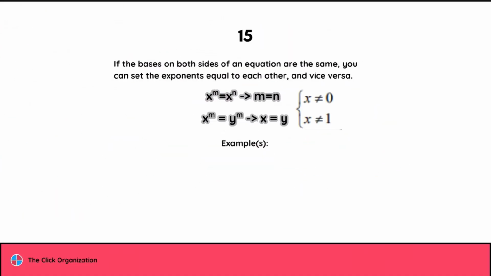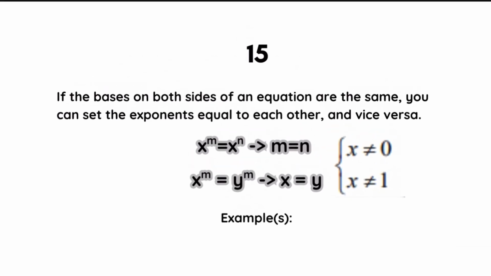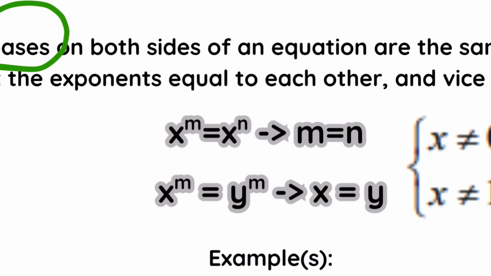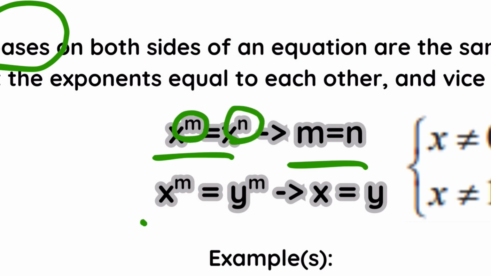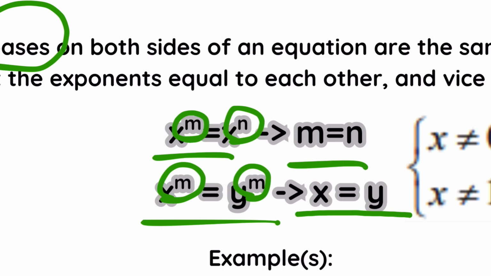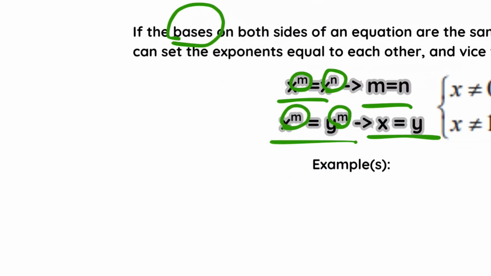Going for the 15th rule: if the bases on both sides of an equation are the same, you can set the exponents equal to each other, and vice versa. If the exponents are the same, you can set the bases equal to each other. And these are the formulas. So we have the same bases, we are going to set the exponents equal to each other. And if we have the same exponents this time, we can set the bases equal to each other on both sides of an equation.